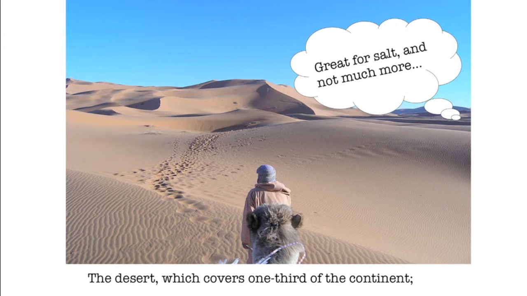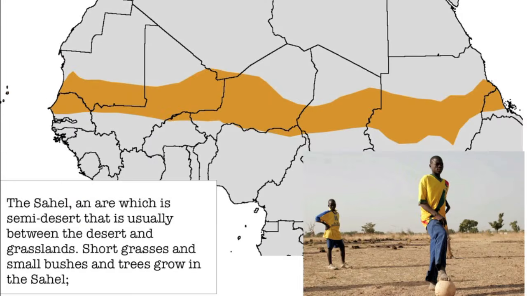The next area is the Sahel. The Sahel is kind of on the border of the desert. They call it the semi-desert. It's in between the desert and the grasslands. In this picture here, you can see some boys playing soccer. The ground looks dry, but in the background you see some grasslands, maybe some green, but very few.